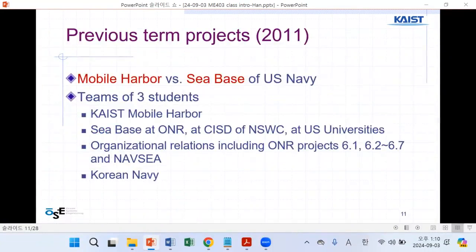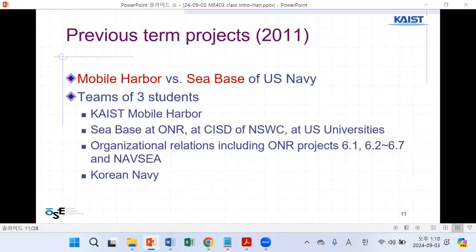Term project. The term project, at 30%, is heavy, right? A large portion. And there are many previous materials about previous term project reports. So you can also see how previous students did their term projects.